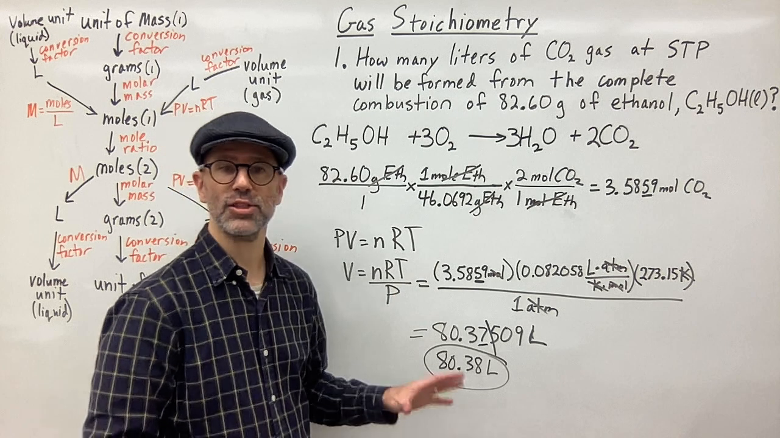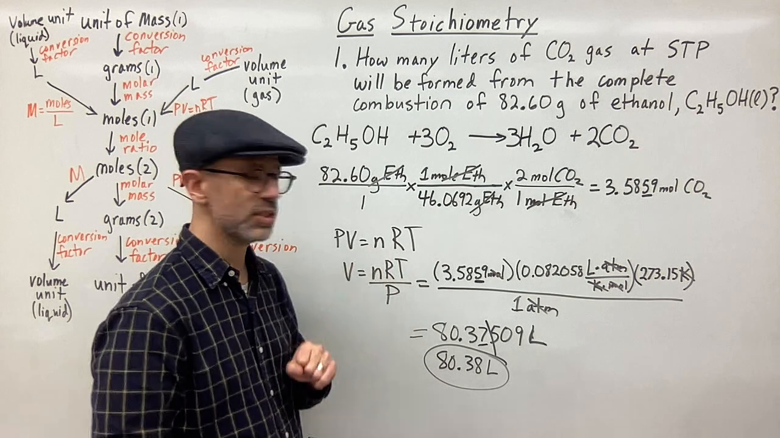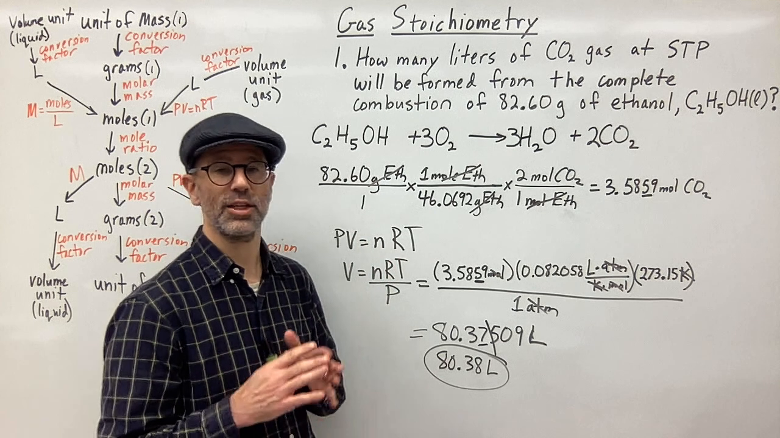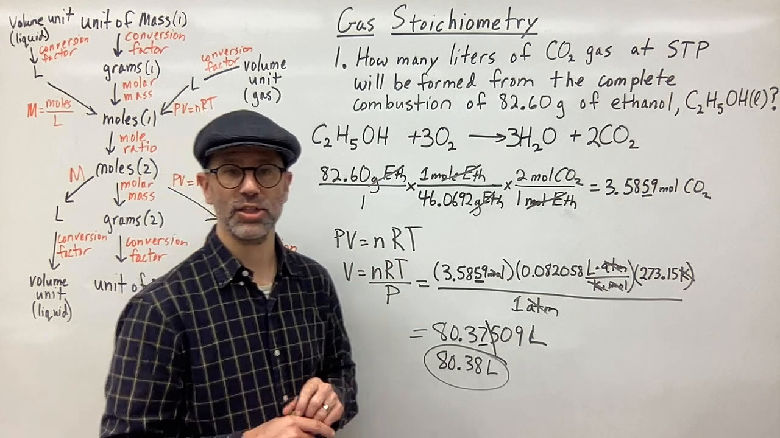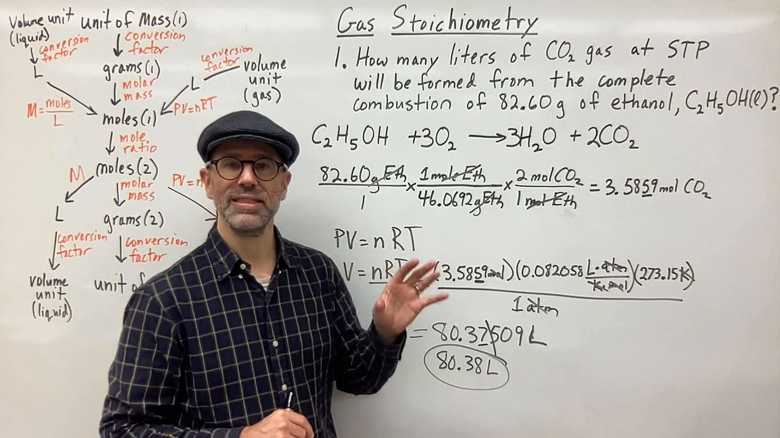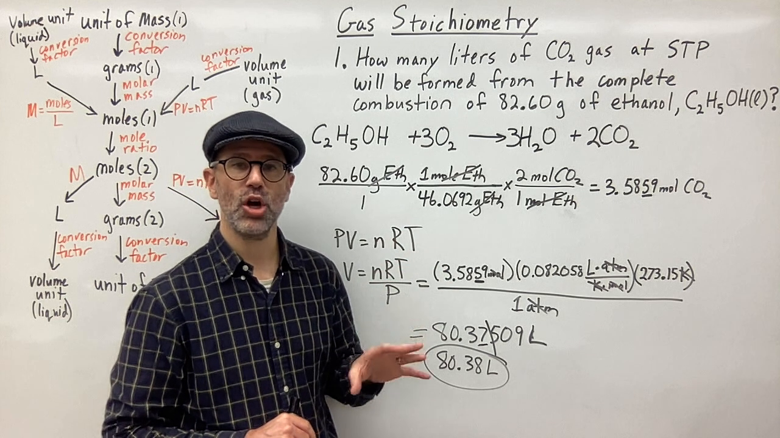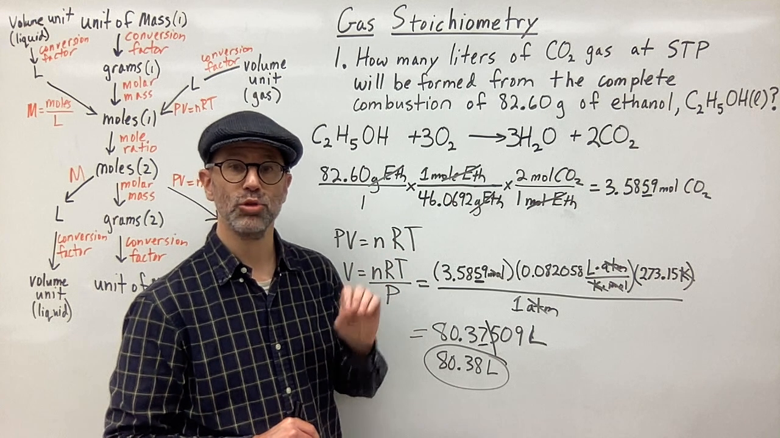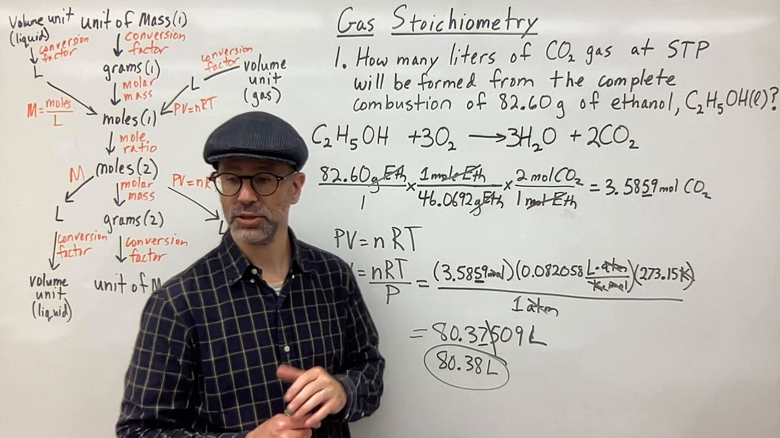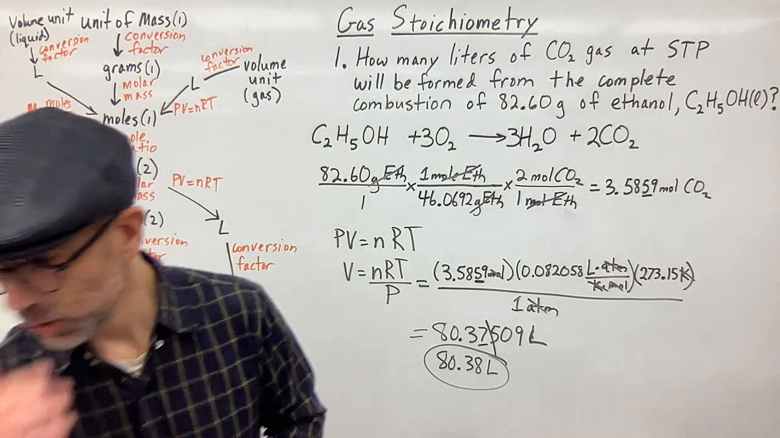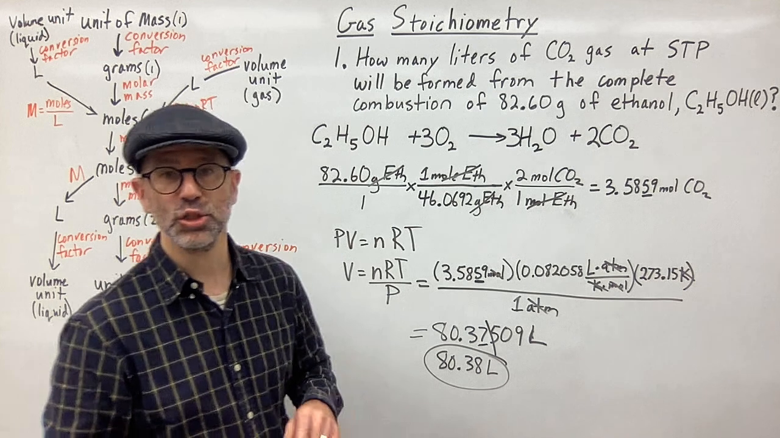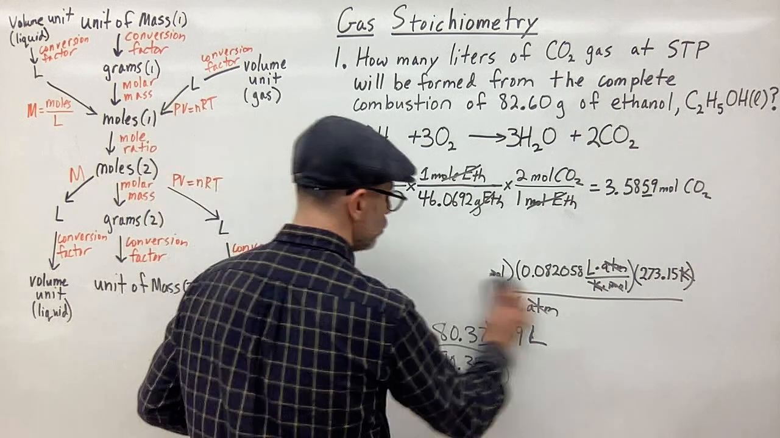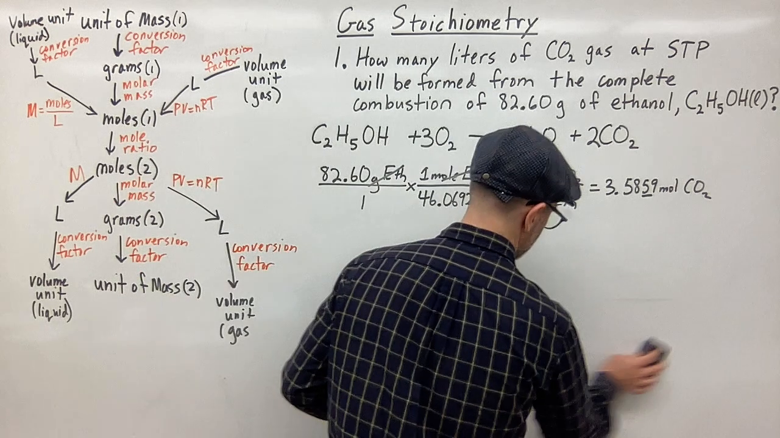That's using the ideal gas law directly, that equation PV equals nRT. But you should know, and this is going to make your calculations a little bit easier and cut down on the calculations, that whenever you have STP conditions, 1 mole of any gas is going to be equal to 22.414 liters. So we can do this a different way. So did I say 24? 22.414. So I'm going to erase this and show you the simpler way.